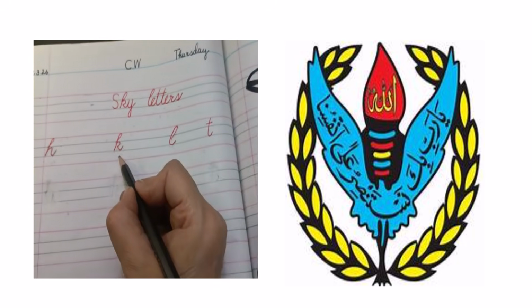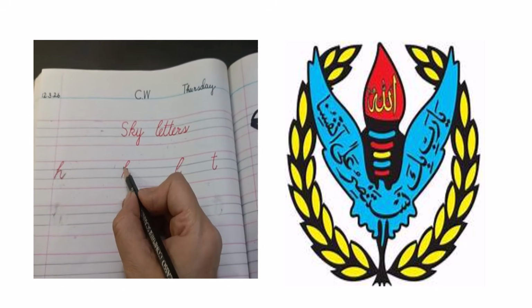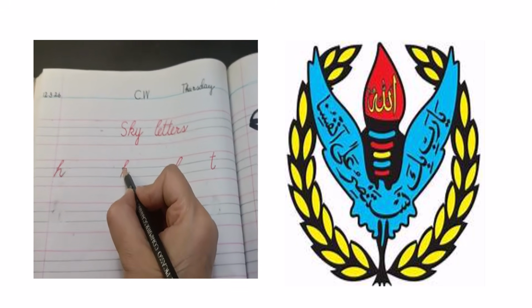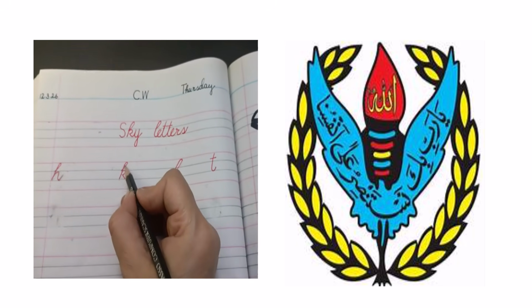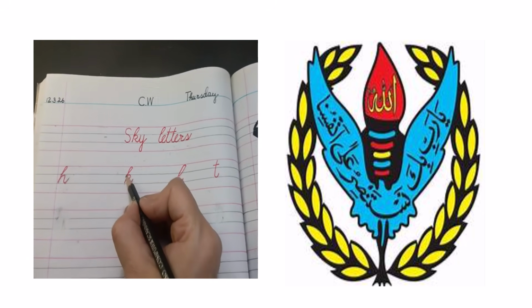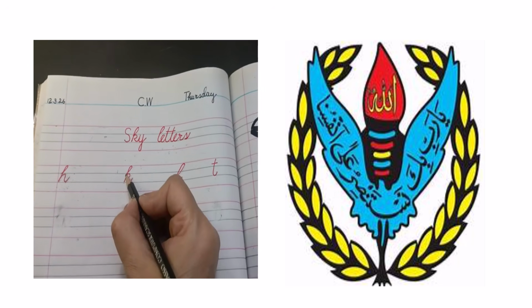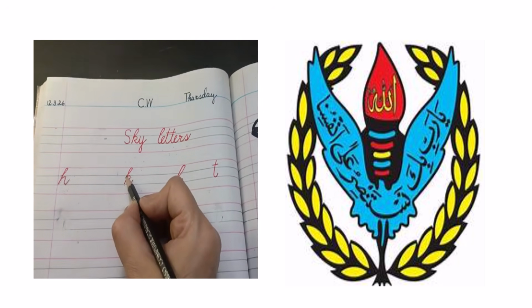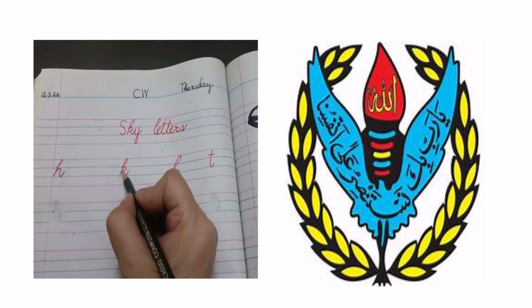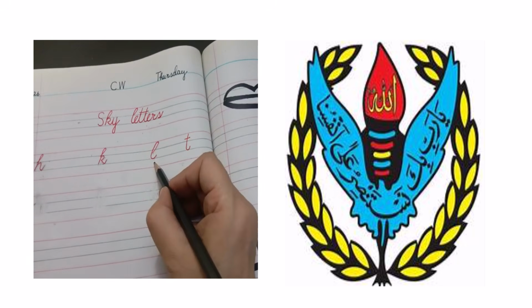The next letter is K. Start from the grass line here. Go up to the skyline. Come down to the grass line. Make a small slant in the middle and curve like this.